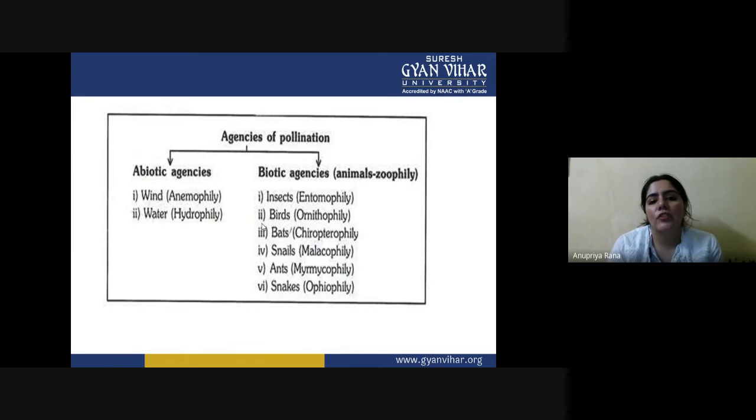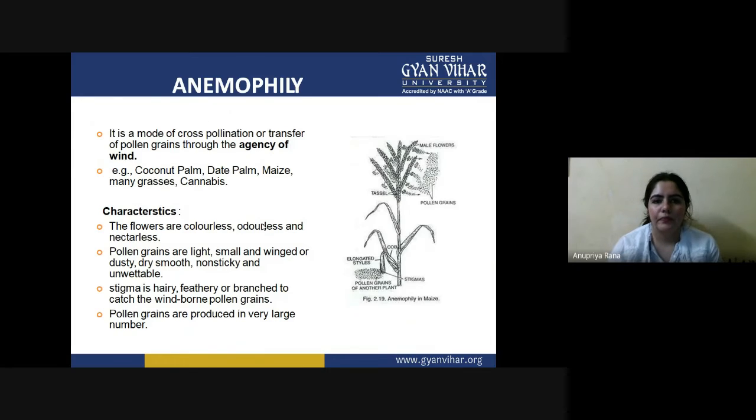Now, what are the agencies for pollination inside cross pollination? First you can say the abiotic agencies and the biotic agencies. We already talked about what abiotic components and biotic components are, so let's skip this part and come to the agencies.